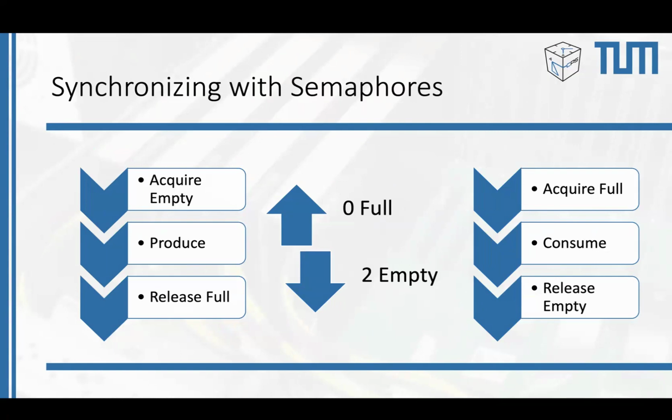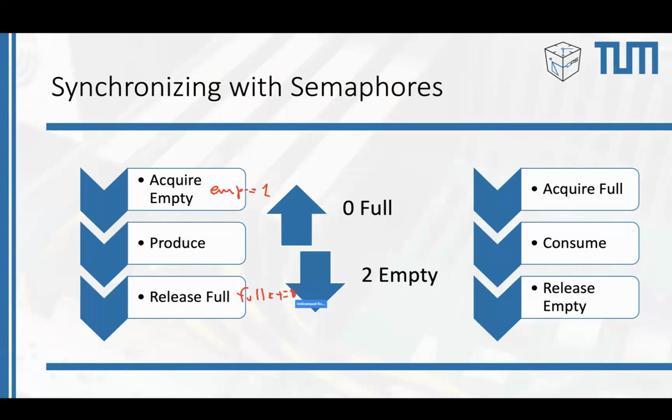So the main idea is that the producer will acquire an empty buffer, produce the data. What I mean by acquire empty buffer is that it will remove one from these two, will decrease the semaphore here by one. All right. So acquire an empty buffer means empty -= 1, okay? Then we'll produce data, and then we'll release a full buffer. By release, I mean that this semaphore here, full, is going to go += 1, right?